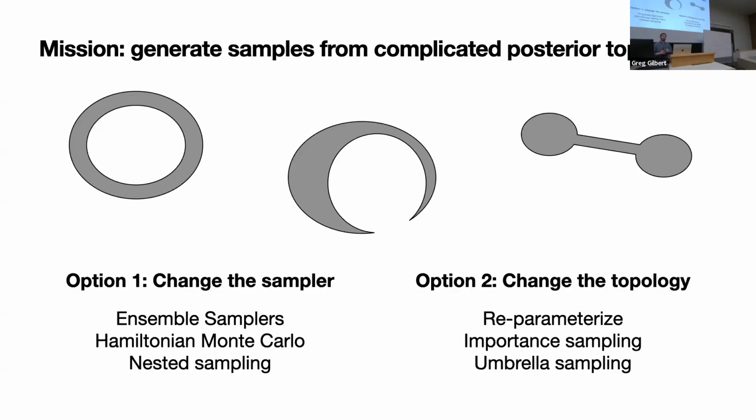Is that what you mean by posterior topology? I guess, so you showed the one that was Gaussian and that looked really nice. So what does it look like when it's complicated? Yeah. So let me draw some.